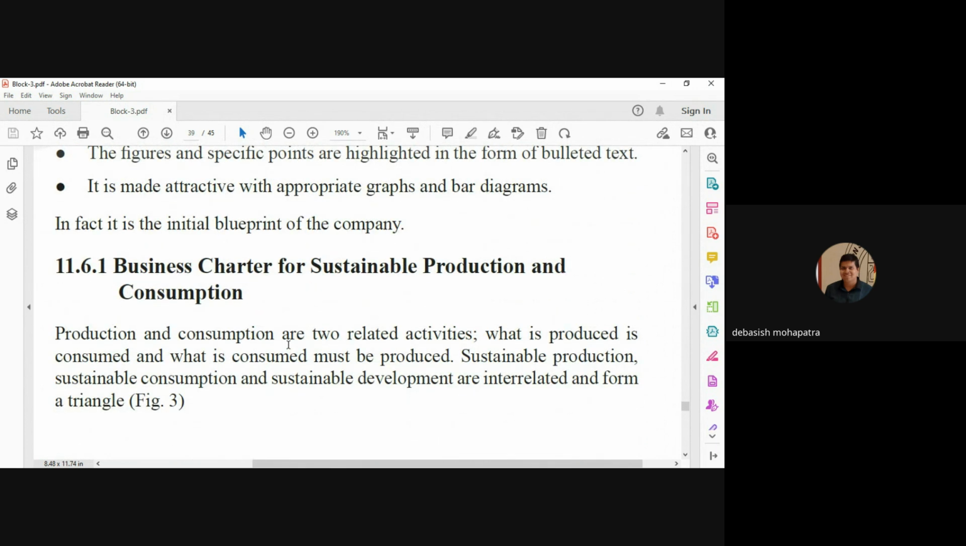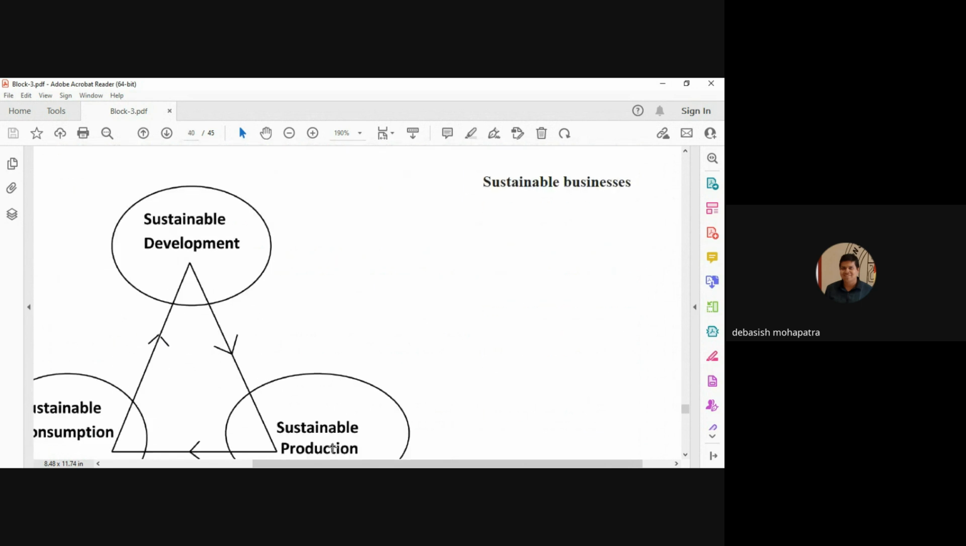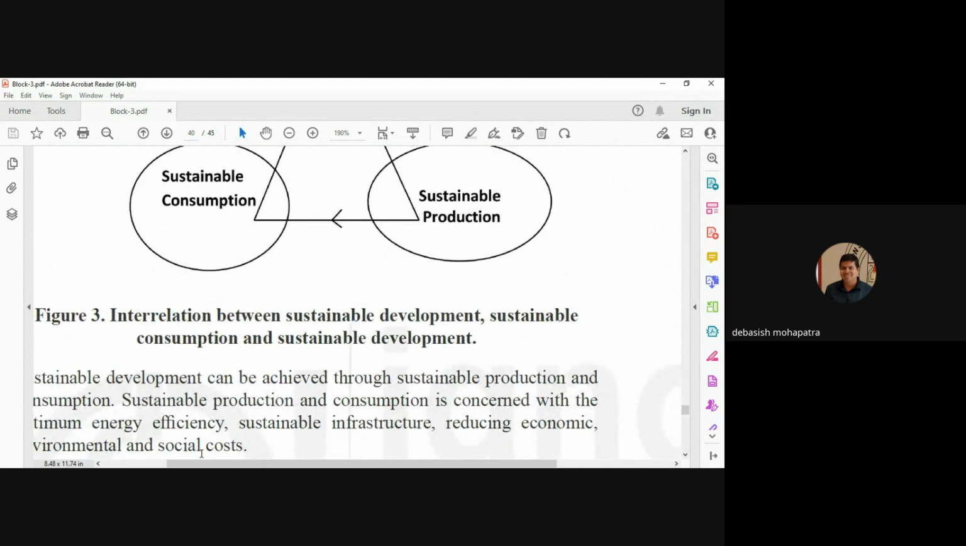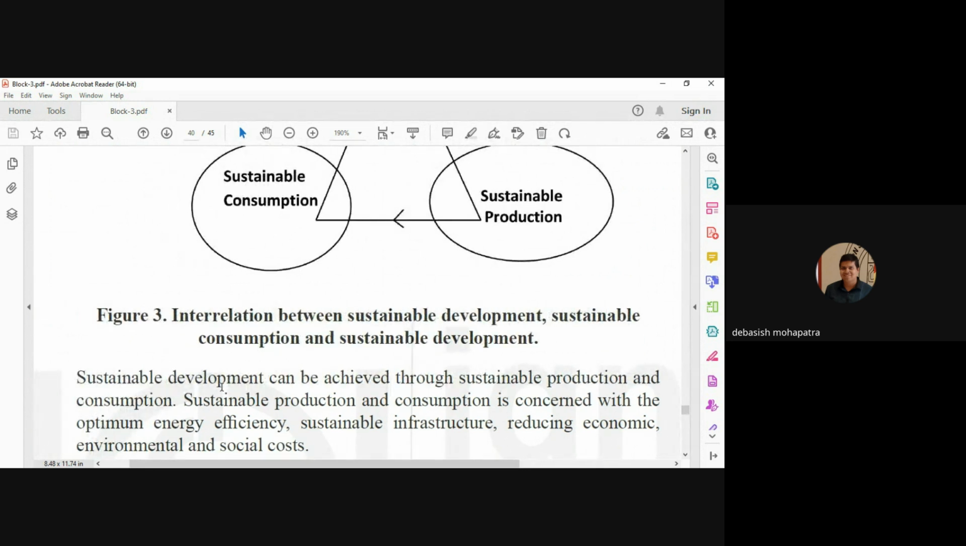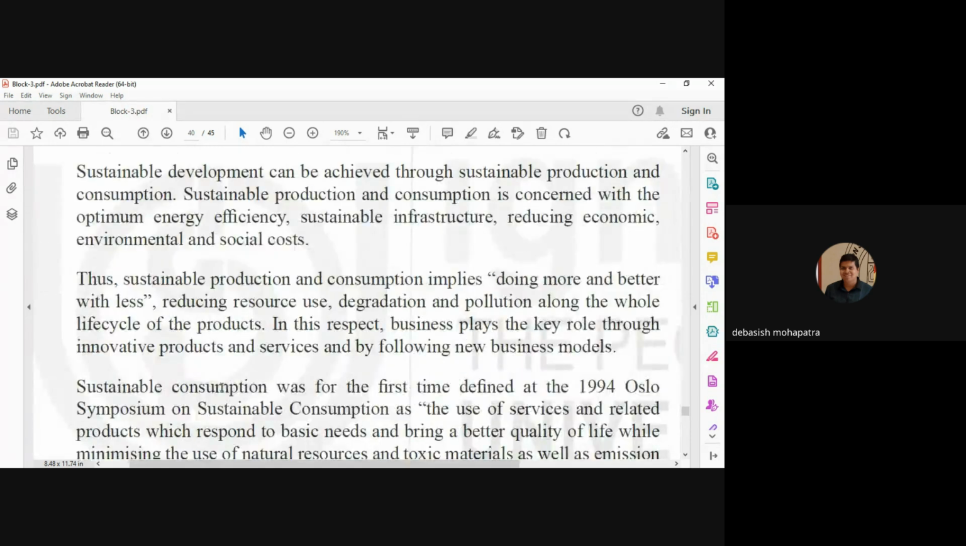Business charter for sustainable production and consumption. Production and consumption are two related activities. What is produced is consumed, and what is consumed must be produced. So sustainable production, sustainable consumption, and sustainable development are interrelated and form a triangle. This is the triangle. Sustainable development can be achieved through sustainable production and consumption. So sustainable production and consumption is concerned with optimum energy efficiency, sustainable infrastructure, and reducing economic, environmental, and social costs.